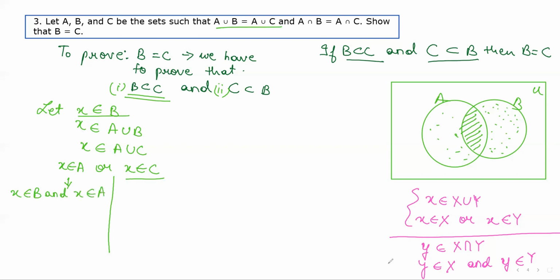We know that if it is "and" in the middle, we can write it as intersection, which means X belongs to A intersection B. From the question, it was given to us that A intersection B is equal to A intersection C. So you can say that X also belongs to A intersection C. Intersection means X belongs to A and X belongs to C, which means X belongs to both of them.